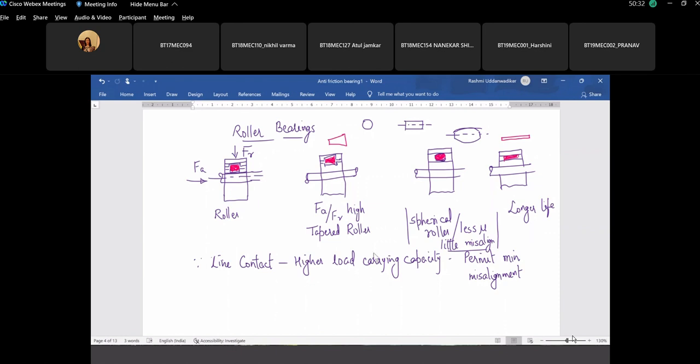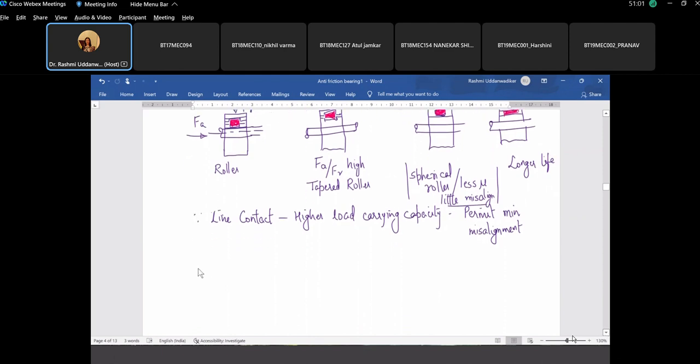Are you getting the logic why? Because of the shape, this can withstand more axial load, or why? Because of the spherical nature, which brings it closer to the ball bearing. This is having a smaller coefficient of friction, and this will allow little more misalignment as compared to the normal roller bearing. And this needle bearing, this will have a longer life as compared to the ball bearing or the roller or the tapered roller bearing.